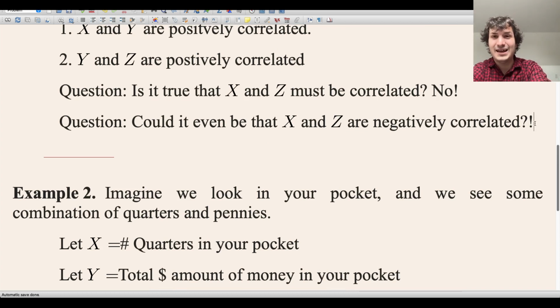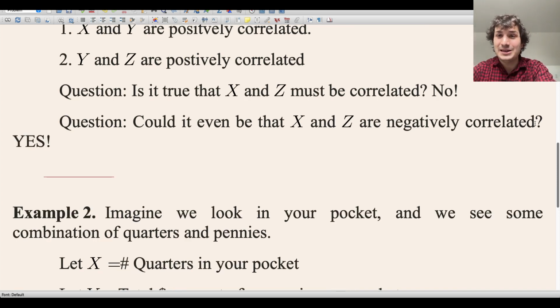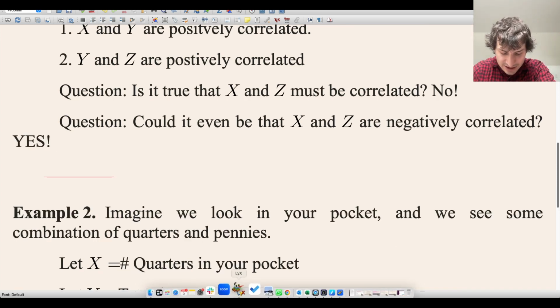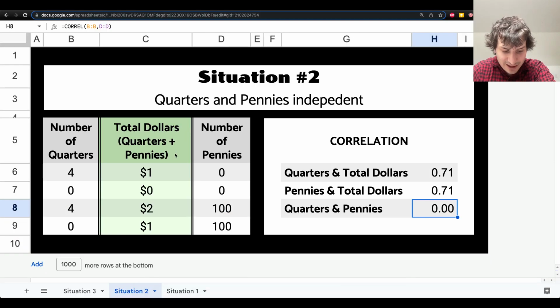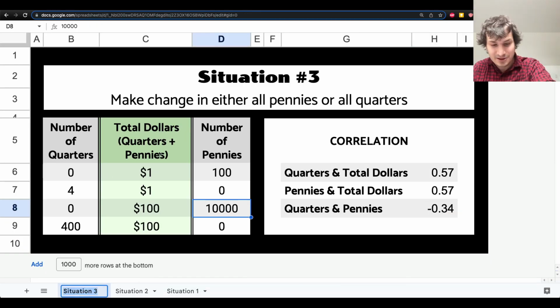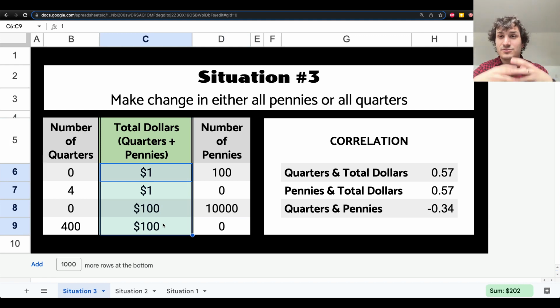Could it even be that X and Z are negatively correlated? The answer is yes, it could be. And here is the example, and it's actually not such a complicated situation. Situation number 3, we're making change in either all pennies or all quarters. So we start the day with either $1 or $100 in total money.